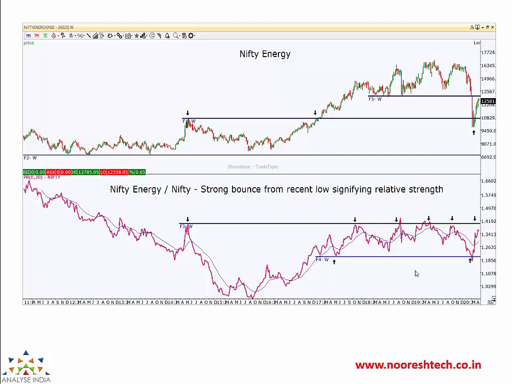Now, as you can see, the ratio chart has bounced back significantly from the previous lows, and the index has also bounced back. This is the crucial level for the index, and this is the crucial level for the ratio chart.